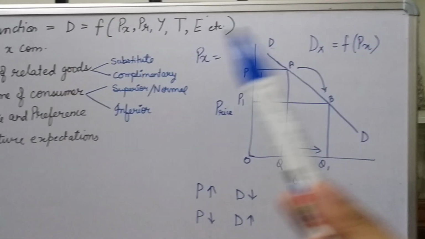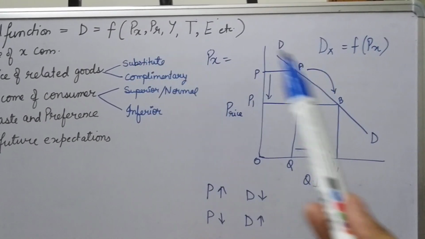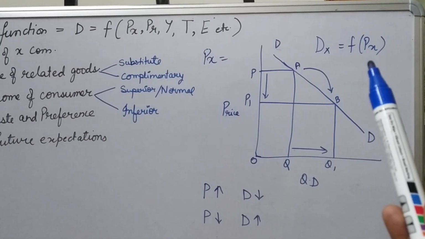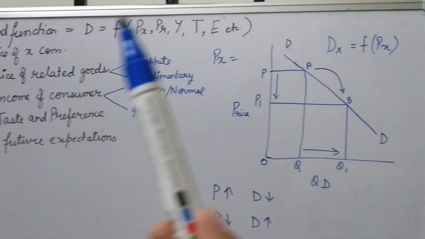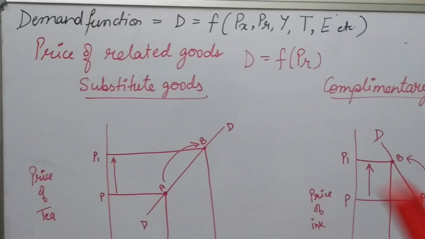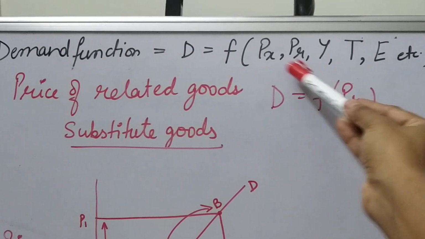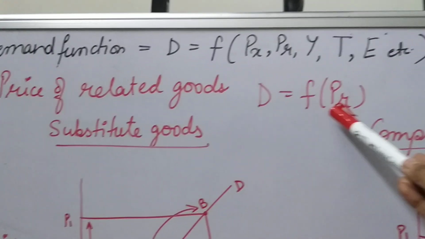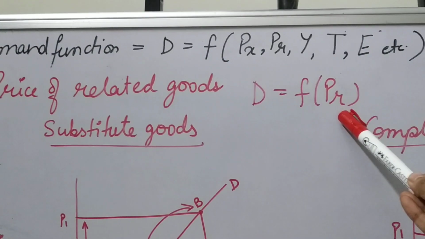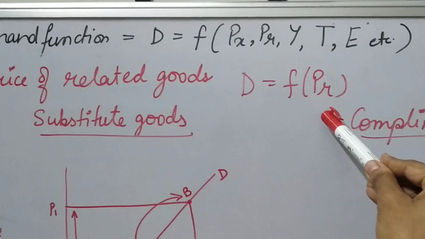So first of all, among these factors we discussed the first one, that is Px, that demand is the function of price of X. Now let's start discussing the price of the related goods. Now the second factor, Px is done. Now the second factor we are going to do is price of related goods. That means demand is the function of price of related goods. If other factors remain constant, demand will depend upon price of related goods.